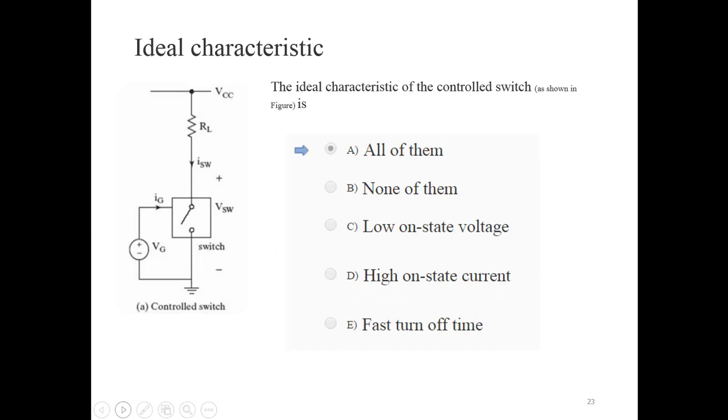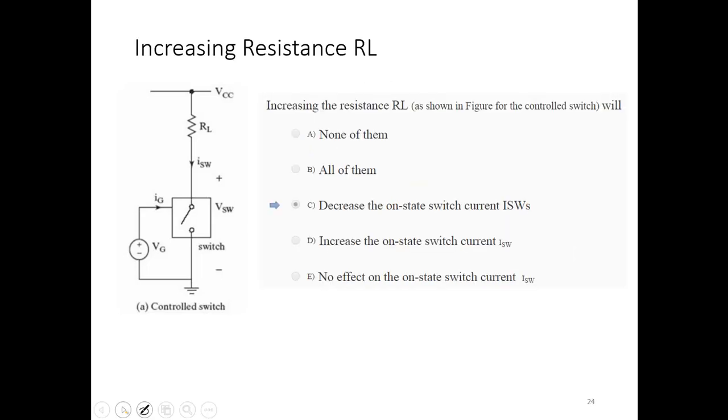What would be the ideal characteristics of this? It should have a low on-state voltage. When the switch is on, that voltage should be very, very low, and it should be able to take a high current, and it should turn on fast. It should have all of these. When you switch on the device, there should be no voltage drop. When you put in current, it should carry as much current as you like, and it should be fast to turn off. Another criterion: when you turn on, it should turn on instantaneously. The question asked for that.